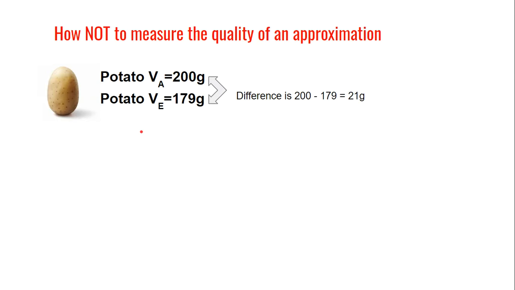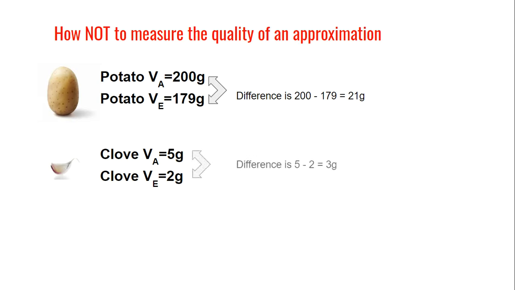I could just say, well, the difference is 21 grams. That's how far I was. And if I think about the clove, the difference is going to be 3 grams, right? I could think of it this way. And if I think of it this way, somebody might say, well, you were much closer with a clove of garlic because you were only 3 grams away, and much further with the potato because you were 21 grams away. Is that really true? Was the approximation of the weight of the clove better?